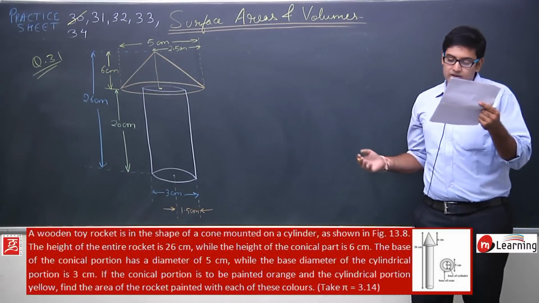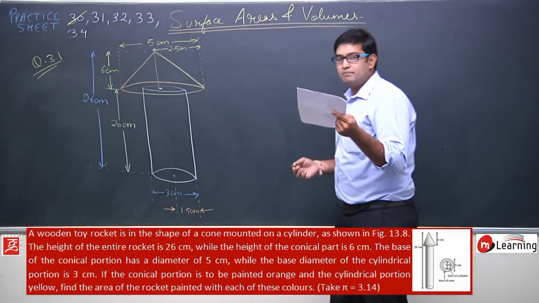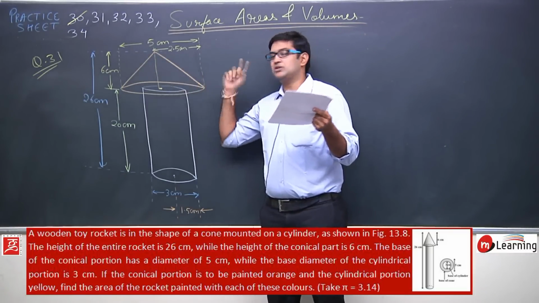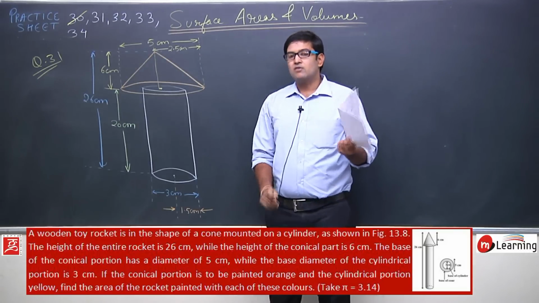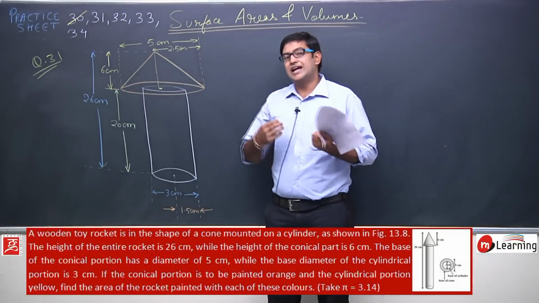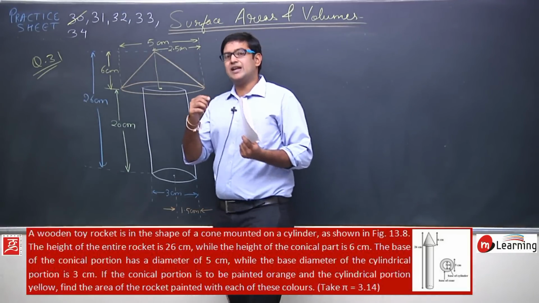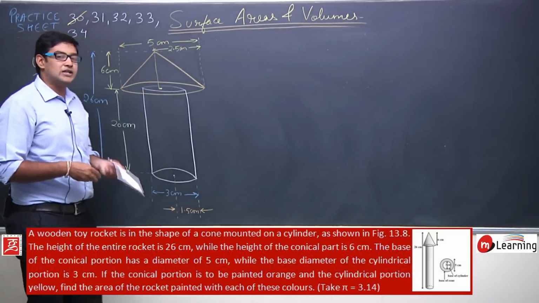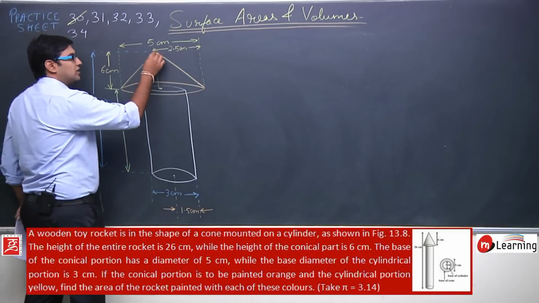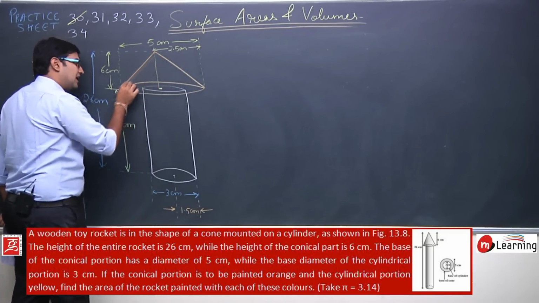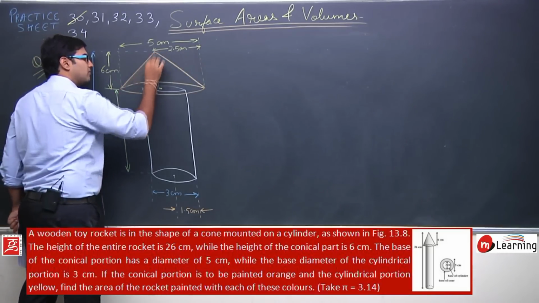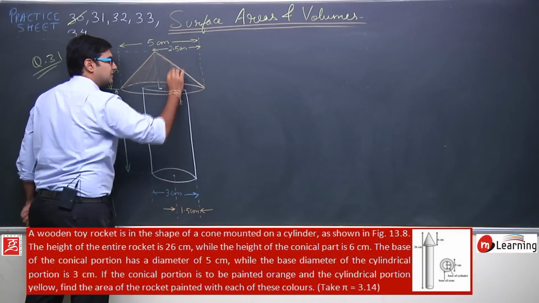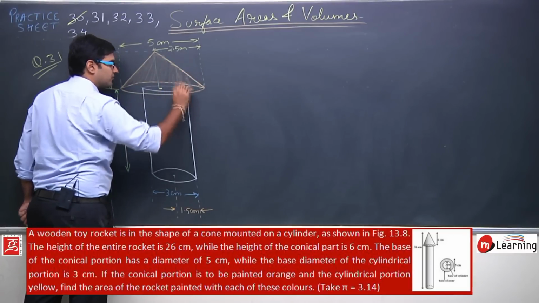Further it says, if the conical portion is to be painted orange, that is, I want to paint this conical portion with orange color. Now what is the part of the conical portion that I can paint? Okay, first let us try to understand this concept. If I try to paint this conical figure, then I can see its lateral surface will be painted, this surface. Okay, this complete lateral surface will be painted.